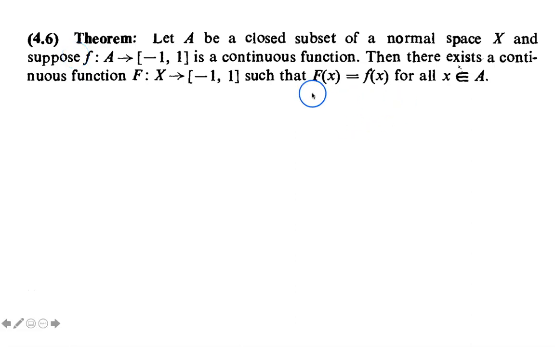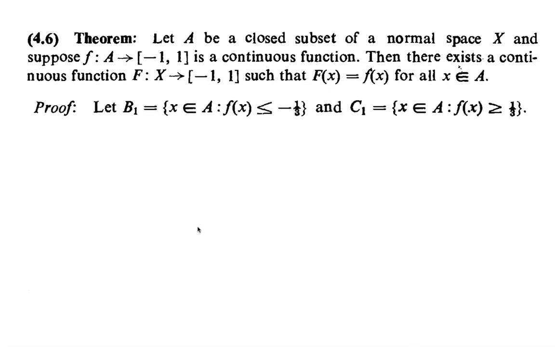Theorem. Let A be a closed subset of a normal space X and suppose that f from A to the closed interval [-1, 1] is a continuous function. Then there exists a continuous function F from X to the closed interval [-1, 1] such that F(x) equals f(x) for all x in A. That is, we have to prove the existence of a continuous extension of the function f. We prove the existence by applying Urysohn's lemma.